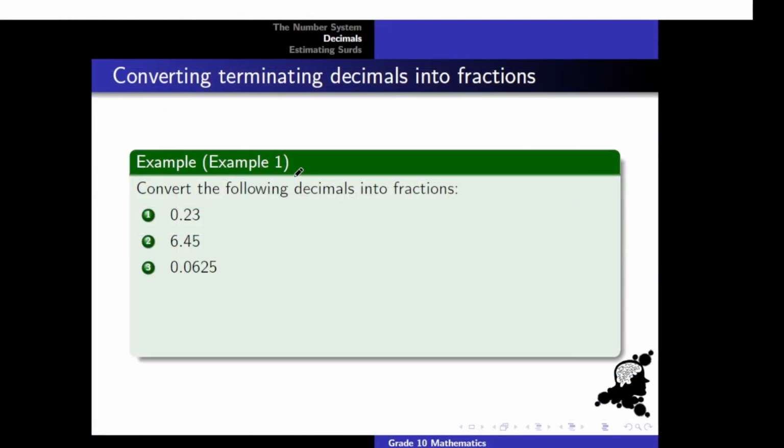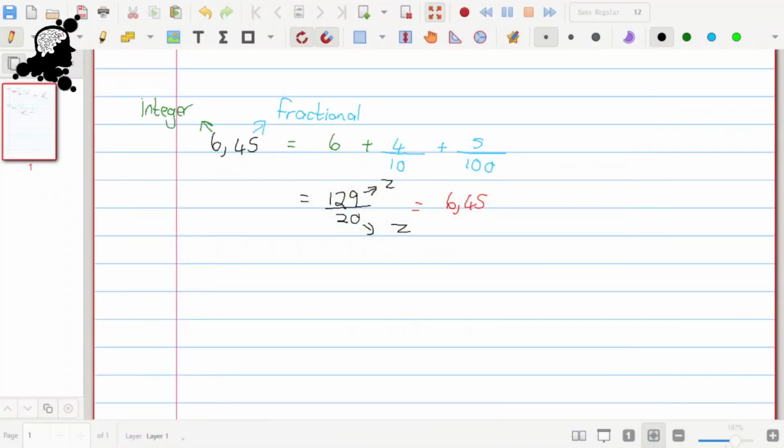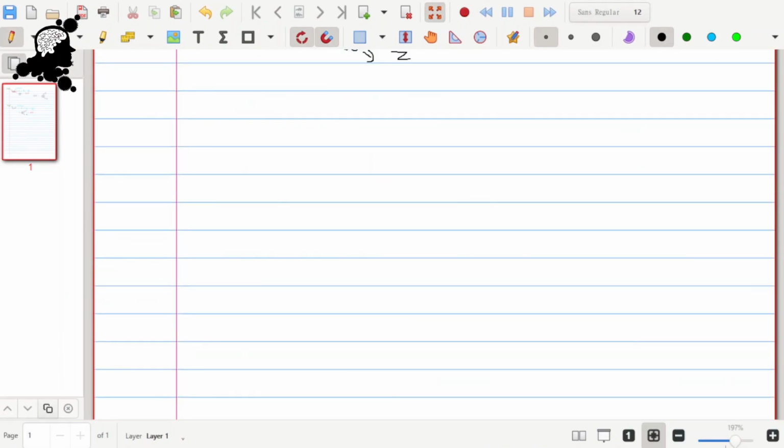All right, we've got 0,0625. Let's go back to the writing pad and try this one out. So let's just make some room here. 0,0625. Once again, let's start by labeling the fraction. This is our integer part. Then the 0,0625, this is our fractional part. So we proceed by first writing our integer part, and then we write the fractional part.